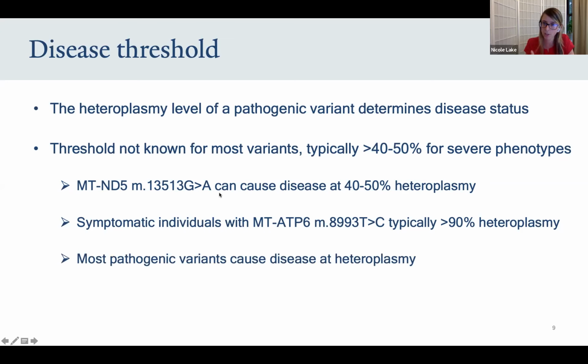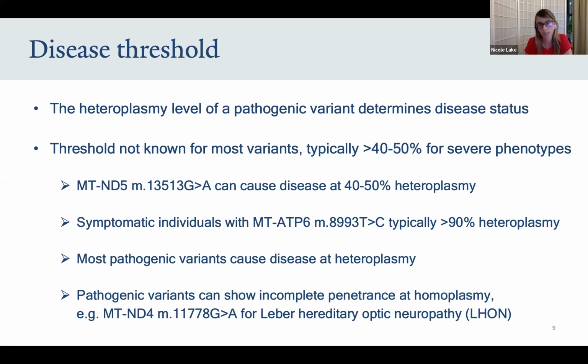On this point, most pathogenic variants in the mitochondrial genome actually cause disease when they're at heteroplasmy. Some of these are never observed at homoplasmy, which likely reflects that this may not be compatible with life. There are some pathogenic variants, though, which only cause disease at homoplasmy and furthermore show incomplete penetrance at homoplasmy. That includes a number of the variants that have been described to cause the optic neuropathy LHON, for example.